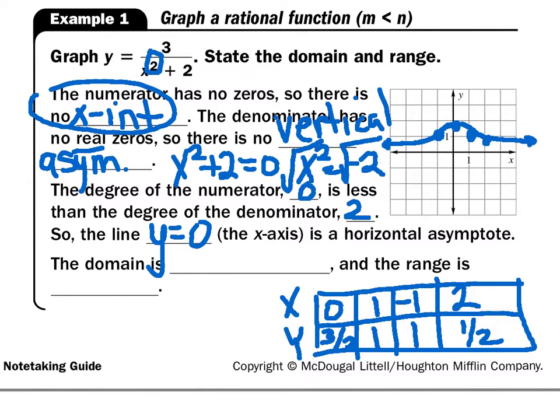So what's the domain on here? What number can we put in for x? We can put in any real number, can't we? Positives, negatives, 0. So all reals.